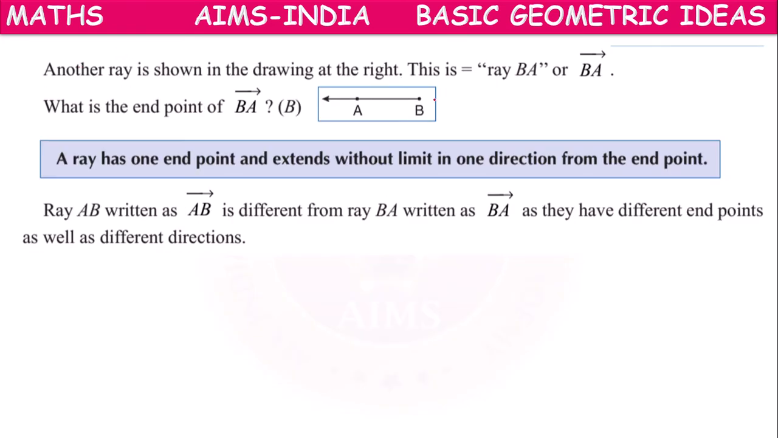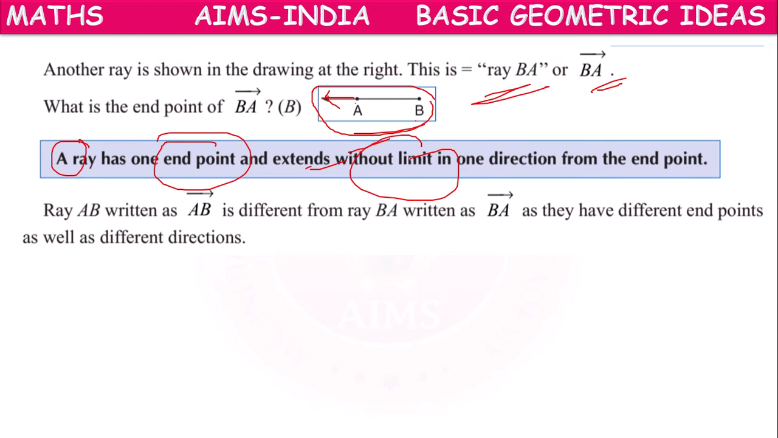Next, if you observe here, for this ray, it is starting from B and passing through A and extending in this direction. So this is called ray BA, or BA bar, BA ray. A ray always has only one end point and it extends without any limit in one direction from the end point.